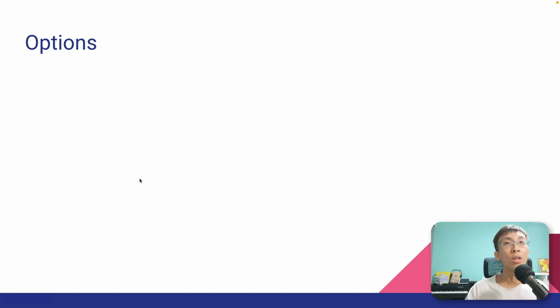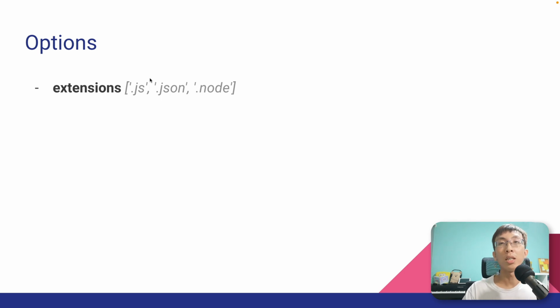Right, so here are the common options that you will probably find in most module bundlers. The first one is extensions, right? These are the extensions that you try on the file if it does not provide an extension, and it usually is a priority list where you try from left to right. In this case, if you want to match the behavior of the Node module resolution algorithm, then it tries .js, .json, and .node in order.